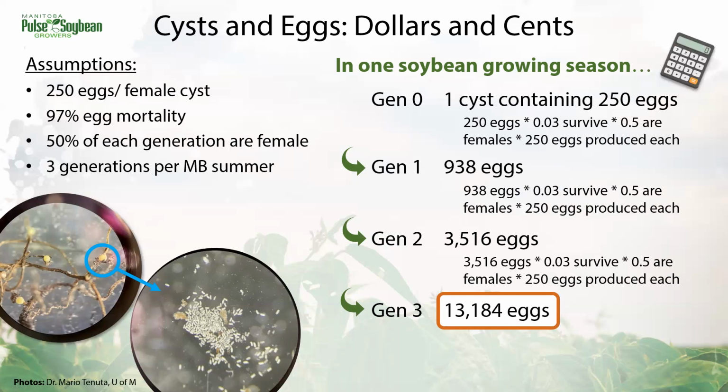It's actually quite hard to equate the number of eggs you have in the soil, that SCN population, and what its direct impact on yield is going to be, since a lot of other factors come into play, especially around environmental factors that might be influencing this. If there's other stressors, what's going on in the soil.